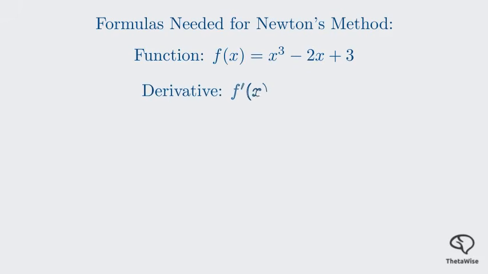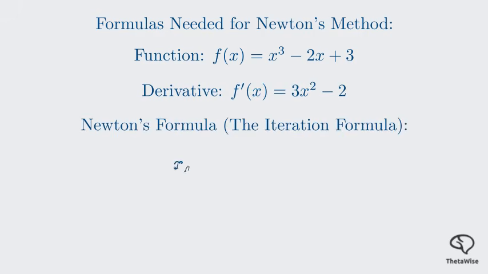To apply Newton's method, we need two things, the function and its derivative. Thankfully, we already have them. Our function is f of x equals x cubed minus 2x plus 3. And from our previous calculation of turning points, we know the derivative is f prime of x equals 3x squared minus 2. The formula for the next approximation, x sub n plus 1, is the current approximation, x sub n, minus the function evaluated at x sub n, all divided by the derivative evaluated at x sub n. This formula encapsulates the idea of finding the x-intercept of the tangent line.